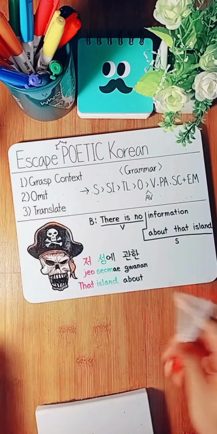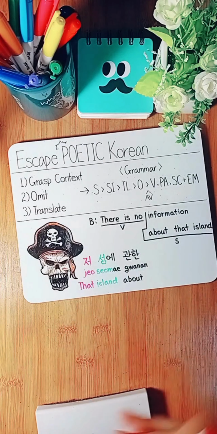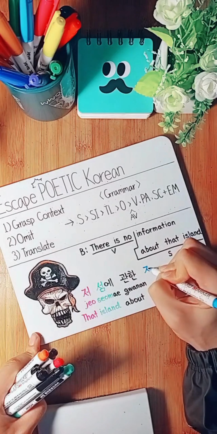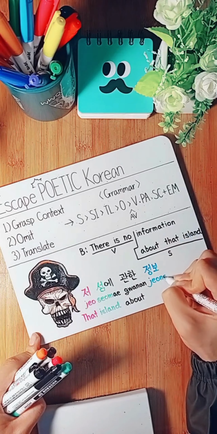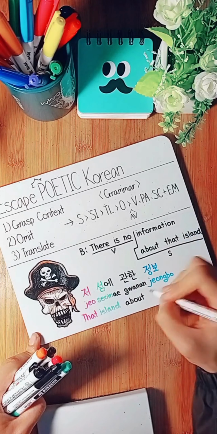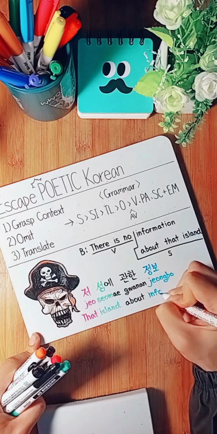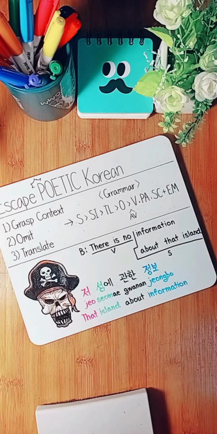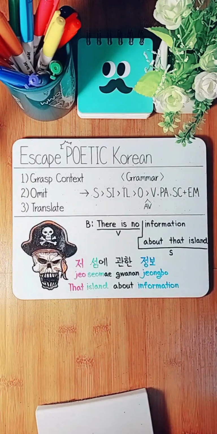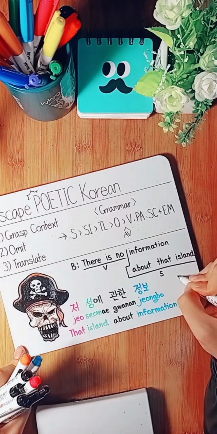Okay. So, 저 섬에 관한, and then just place information. That's it. Now we have the full subject. 정보, information. Now we only have to say "there is no," and yes, once again, "there is no" is a verb, right? It's just a verb, 없다.